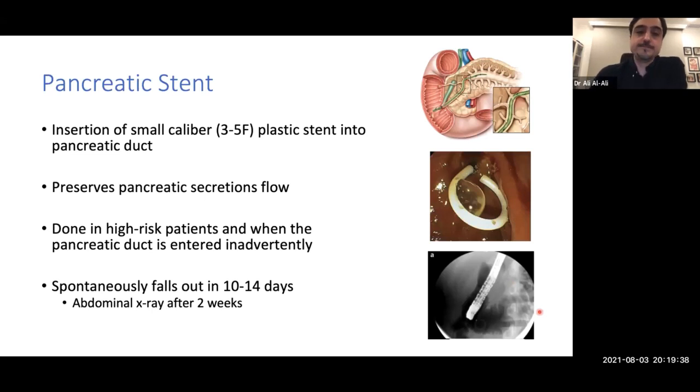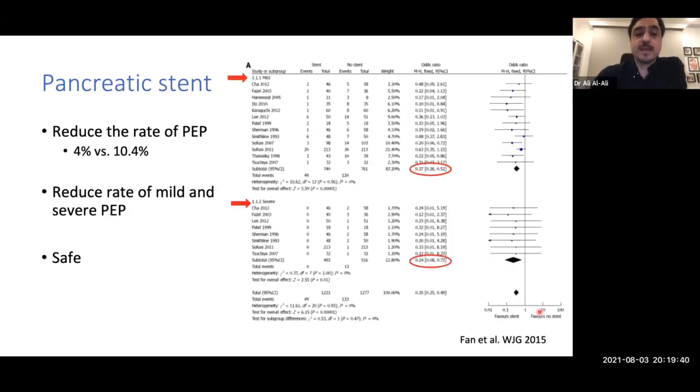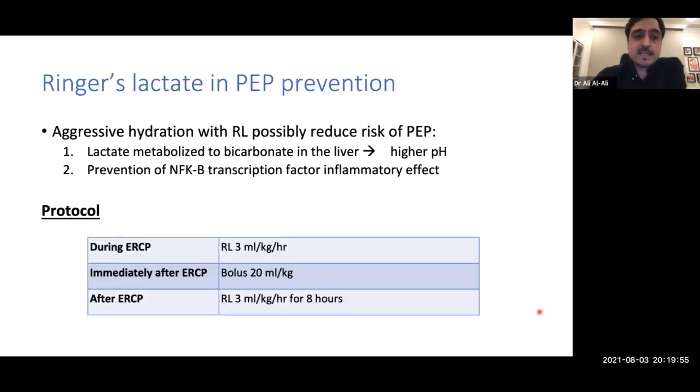So it's very simple. The bottom line from this meta-analysis, pancreatic stents work really well for both mild and severe pancreatitis, and it's very safe. So I highly recommend, you see me using this pancreatic stent quite a bit because it works really well and it's very safe. The last intervention is ringers lactate.